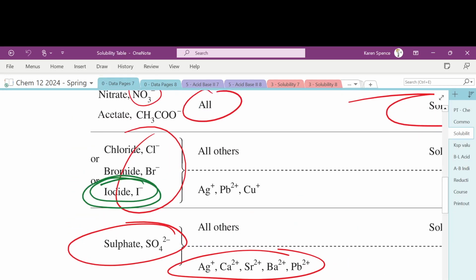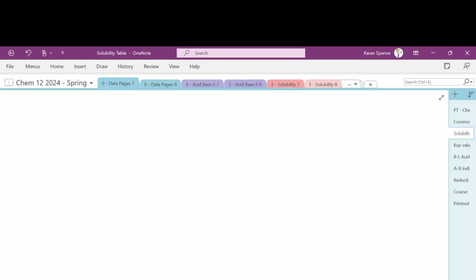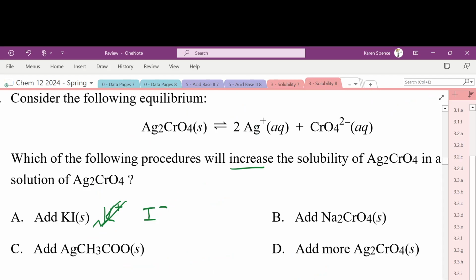Here's iodine. Does it react with silver? Yes, it does. So we go back here and we say, if I was to put in iodide, this would form a precipitate of AgI, solid, which would cause silver ion concentration to decrease, which would cause it to shift to the right, which increases the solubility.